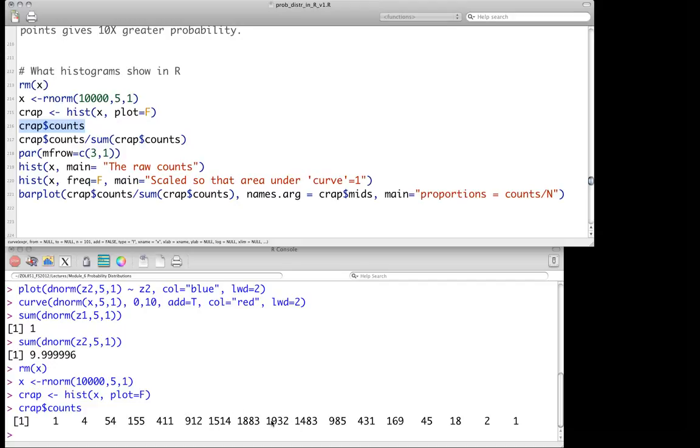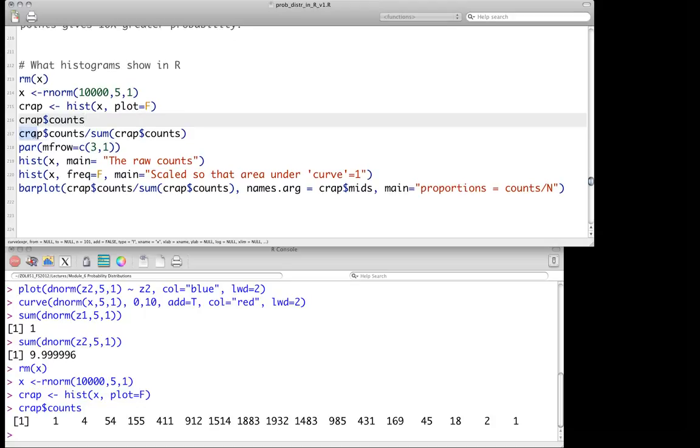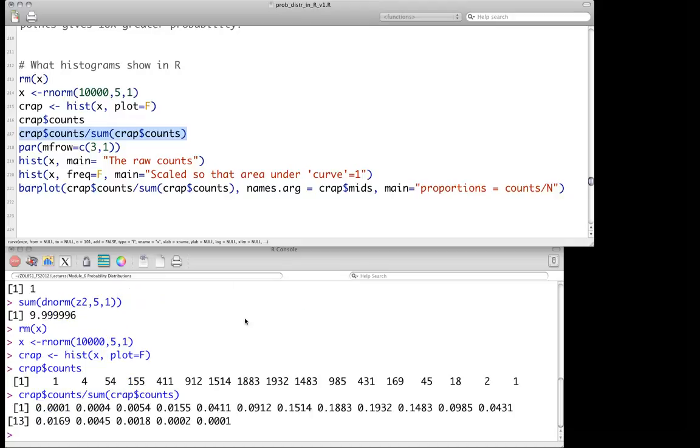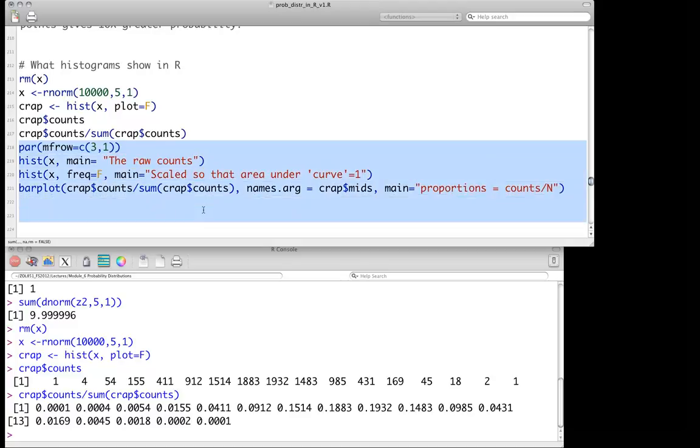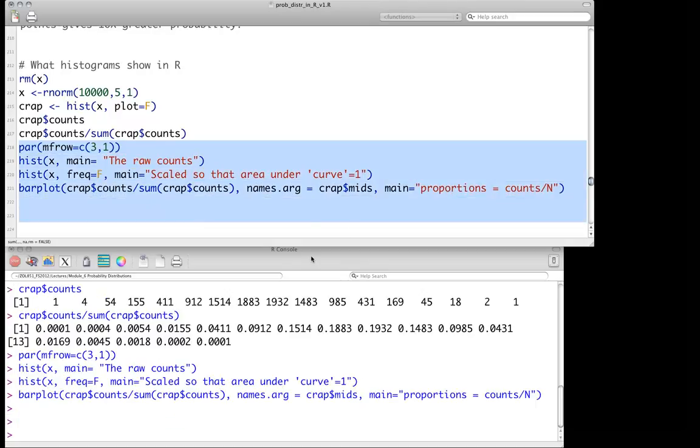So of the 10,000 we did, we have approximately 1,900 falling in a central interval, probably very close to 5, 1,800 on one side, 1,483, and we go down. So if we look at those counts and divide them by the total number of counts that we have, which should be just 10,000, we'd actually get something approximating the height that we would expect to see. And so histogram can either produce it scaled or unscaled. So let's plot all of these.